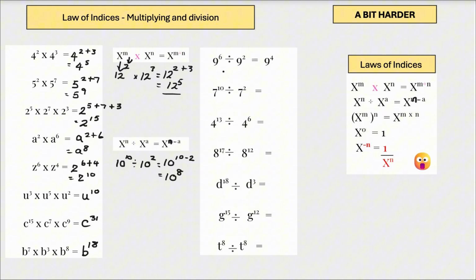So, an example I've done there, base is the same, 9, 6 and 2. Obviously, I've subtracted, and the answer is 9 to the power of 4. So 7 to the power of 10 divided by 7 to the power of 2. So we've got 7. 10 subtract 2 is 7 to the power of 8. The next base stays the same. 13 subtract 6 equals 4 to the power of 7. I think that's right, yeah.